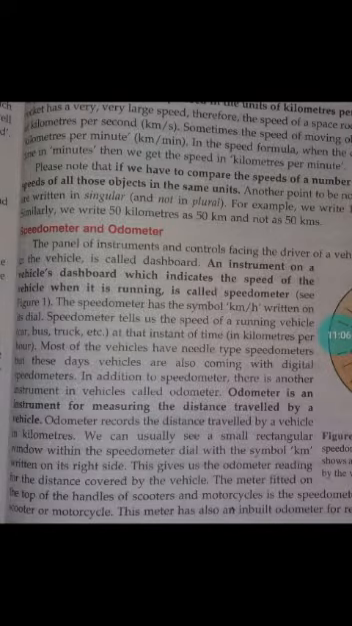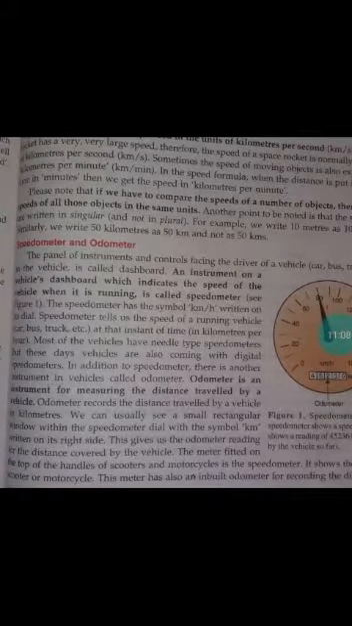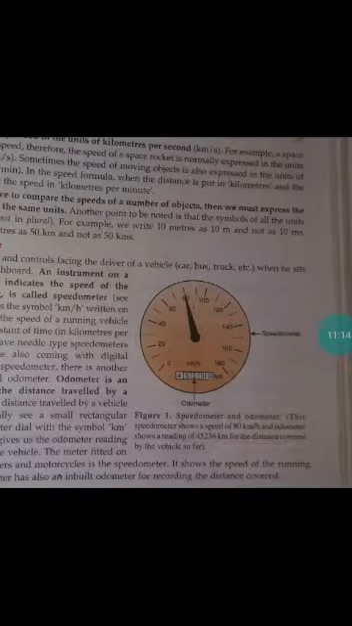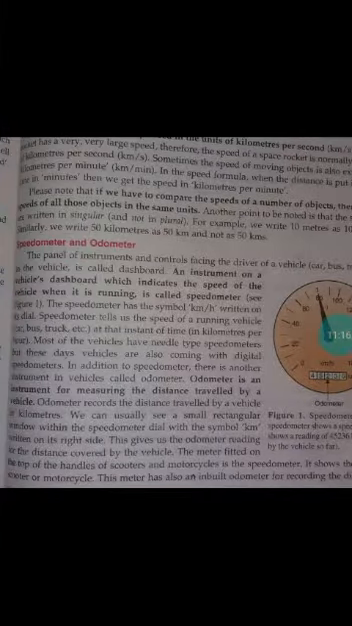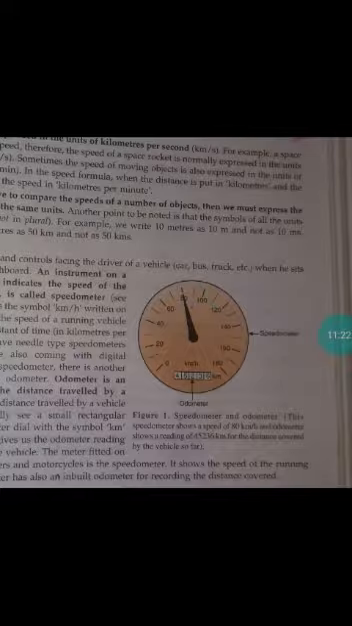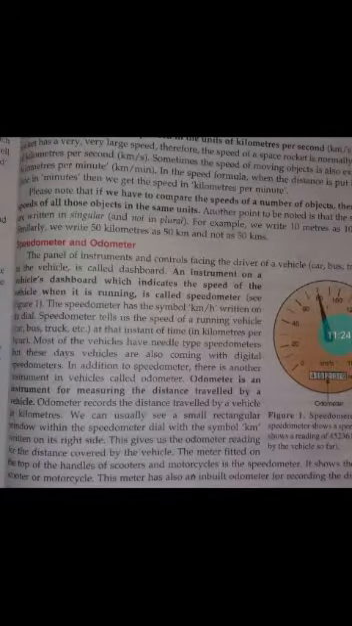The meter fitted on the top of the vehicle, or on the top of the handles of a scooter and motorcycle, is the speedometer. It shows the speed of the running scooter or motorcycle. This meter has an inbuilt odometer for recording the distance covered. Okay, I hope this is clear.